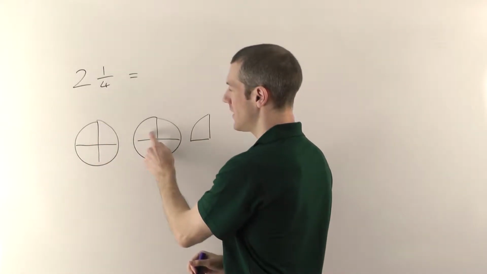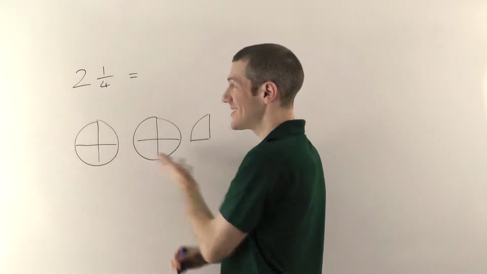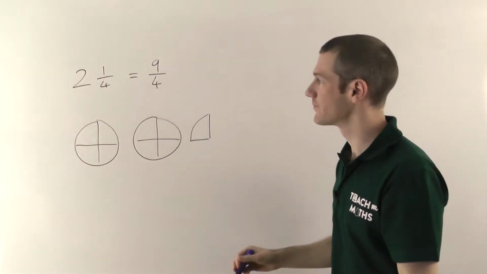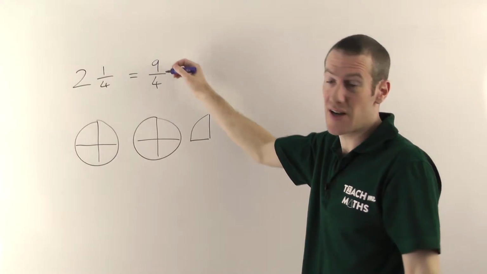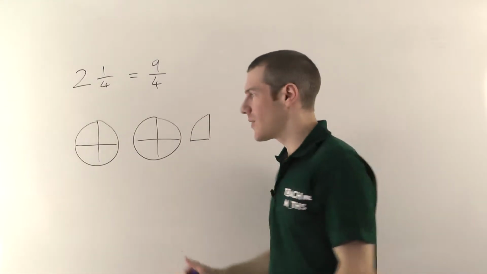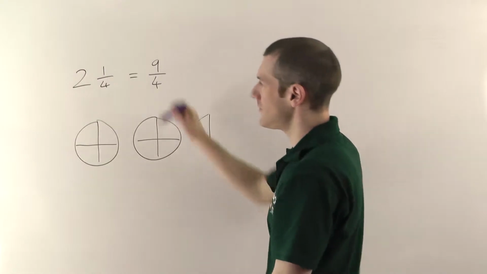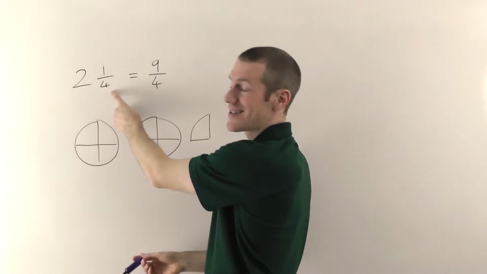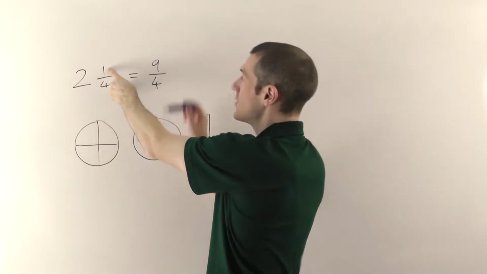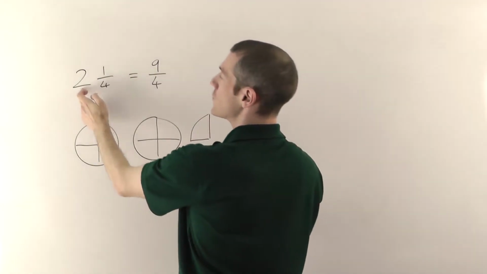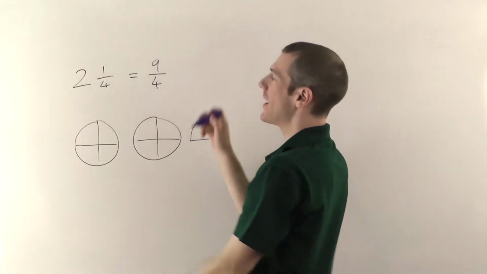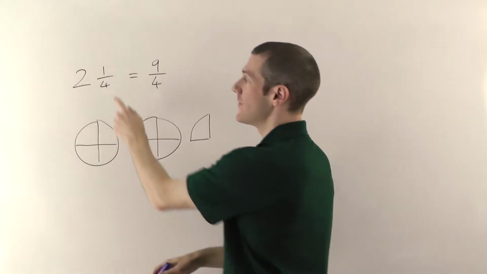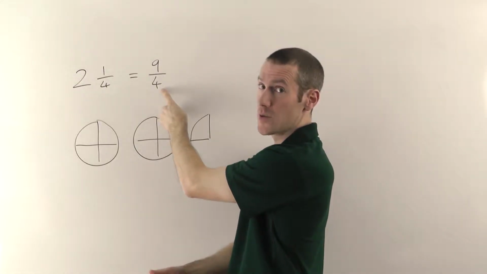1, 2, 3, 4, 5, 6, 7, 8, 9. So this is 9 quarters. So if you write that as a top-heavy fraction, it would be 9 over 4. You can say 9 over 4 or you can say 9 quarters, either's fine. The quick way to do that without having to draw the picture and count them all is to simply do 2 times the number on the bottom. So 2 times 4 gives you 8, and then you add the number on the top, which gives you 9. So again, 2 4s are 8, plus 1 gives you 9, and the number on the bottom, the kind of fraction that you're working with, never changes. If it starts off in quarters, you've got to finish off with quarters as well.